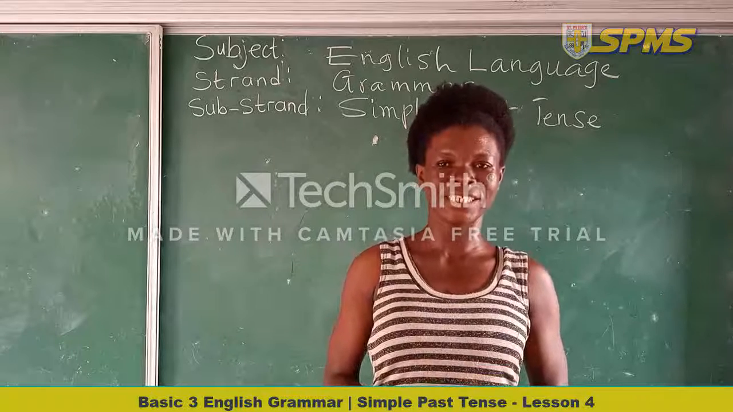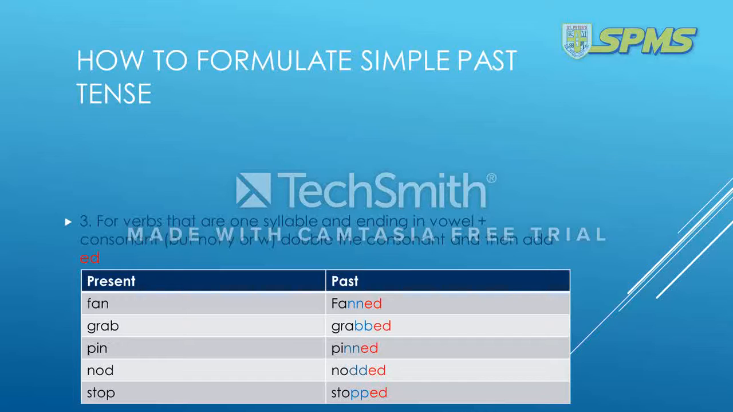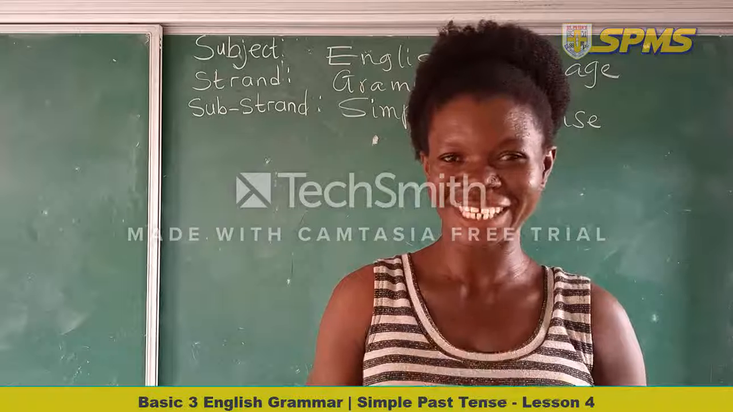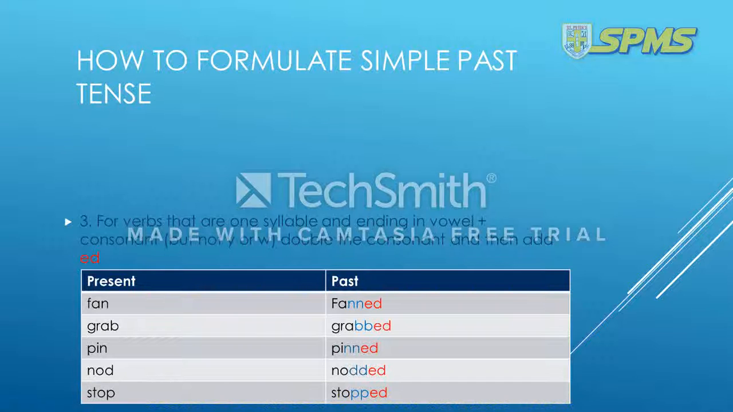The next rule states that for verbs that are one syllable and end in vowel plus consonant, but not Y and W, double the consonant and then add ED. Don't be confused. Let me take it again. For verbs that are one syllable, what I mean is verbs that do not break their syllables, we double the last consonant and we add ED.